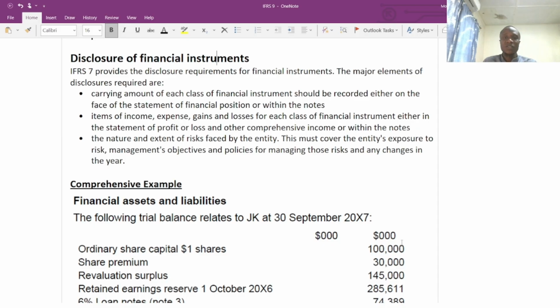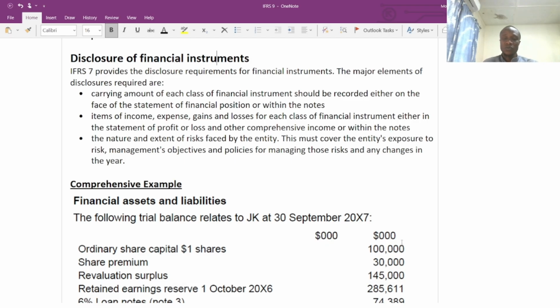When you're talking about financial statements, we are looking at the income statement, statement of financial position, cash flow statement, equity, and notes to account. So in whichever area you're going to disclose this particular financial instrument transaction, you need to ensure that the disclosure is properly clear, so that everyone is able to understand the transaction. So now the option is you can either recognize it in the statement of financial position or you disclose it in the notes to account. Items of income and expenses, gains or losses for each class of financial instruments, either in the statement of profit or loss and other comprehensive income or within the notes to account.